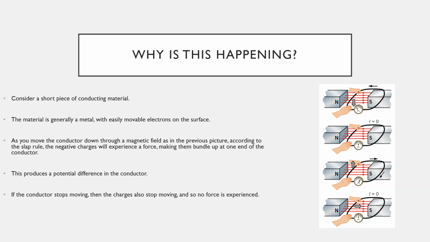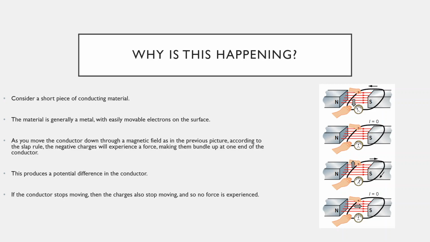Okay, why should dragging a piece of wire through a magnetic field, like we do in pictures 1 and 3, produce a current at all? And it's all to do with the slap rule. So we've got to go back to fields, to magnetic fields in particular, and think about the direction in which charges moving through a magnetic field would experience a force. This is done using a slap rule.